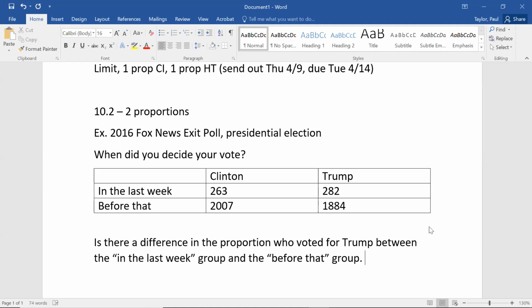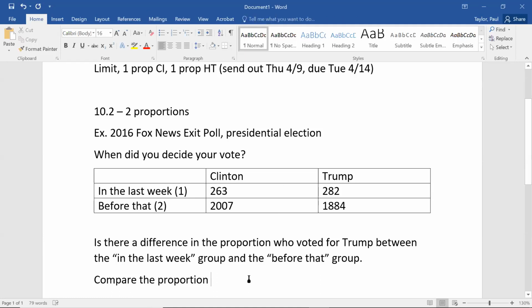So how do we know if the in the last week group is more likely to be Trump voters if we extend our results from the sample up to the whole population? How confident are we that they're bigger? Okay, so really what we want to do is compare the proportion in the last week group. I don't feel like calling it the in the last week group, so we'll call this one group 1 and this one group 2.